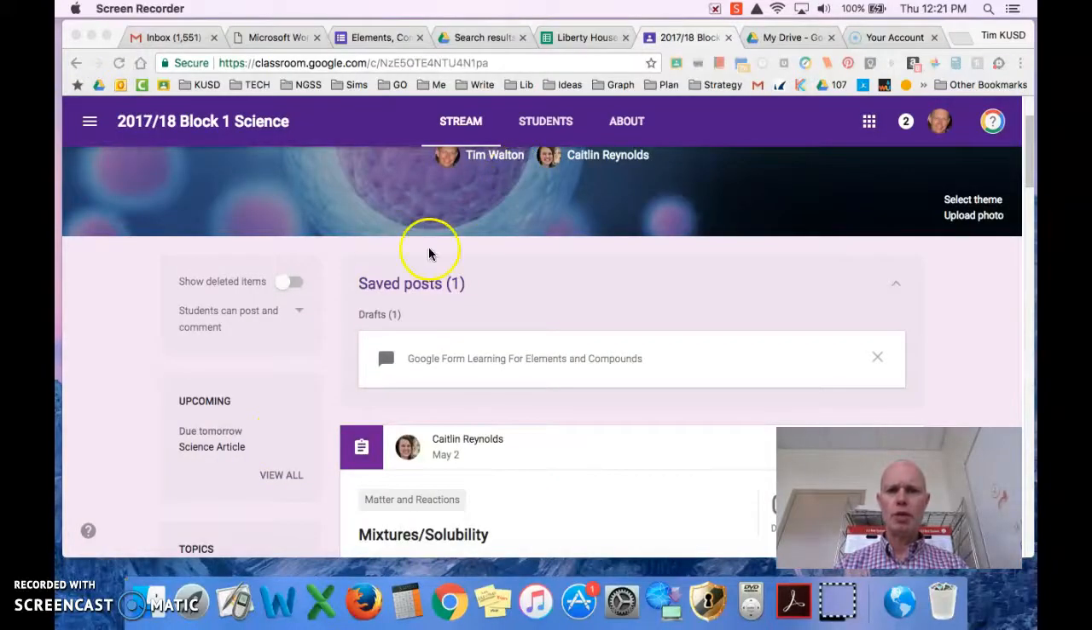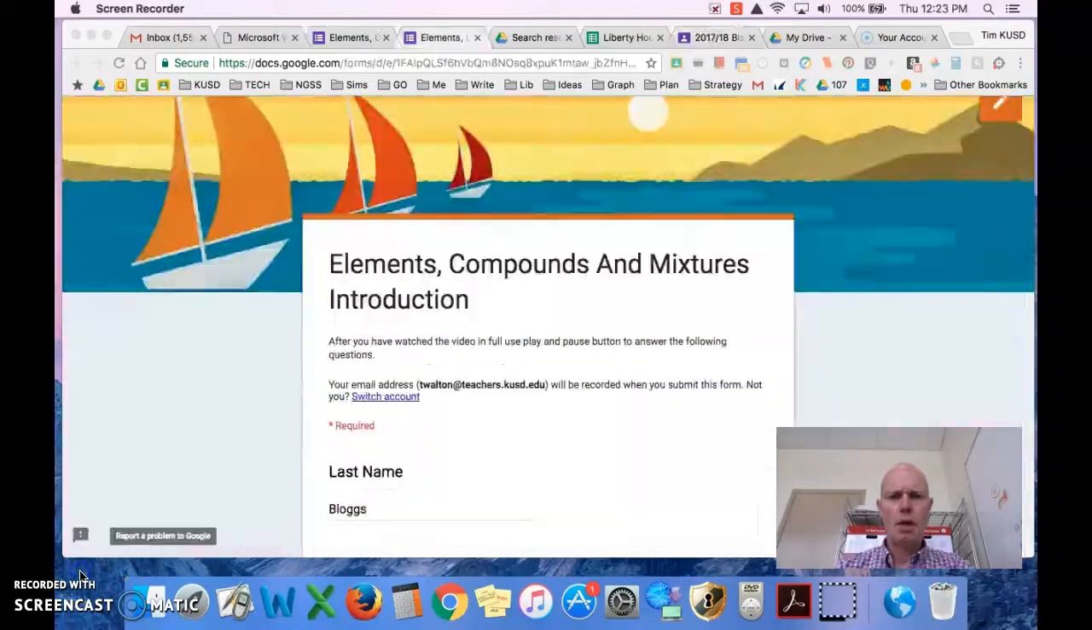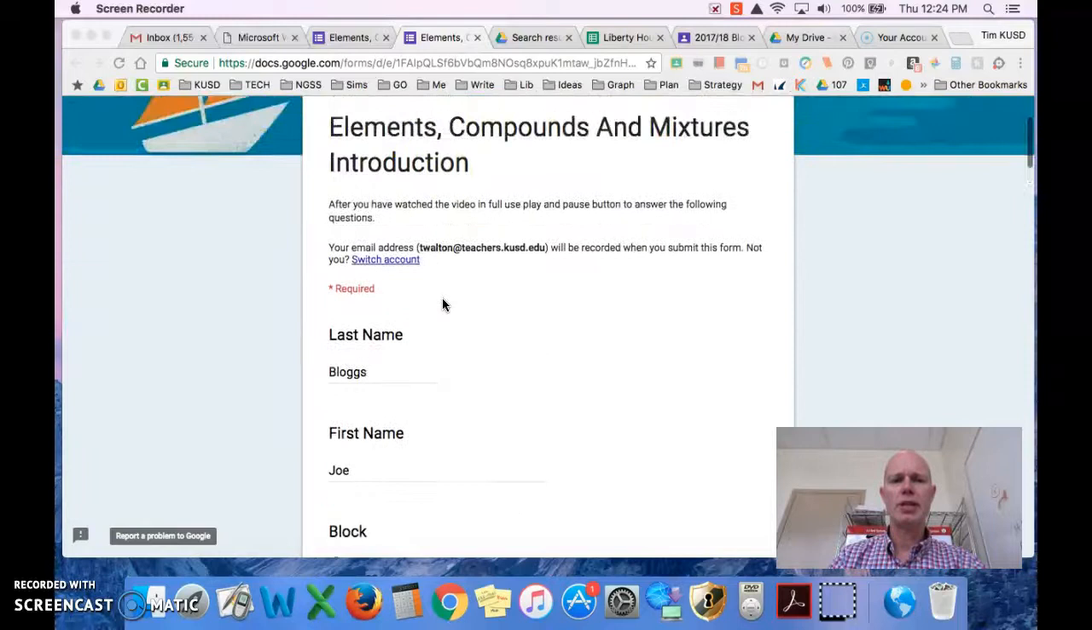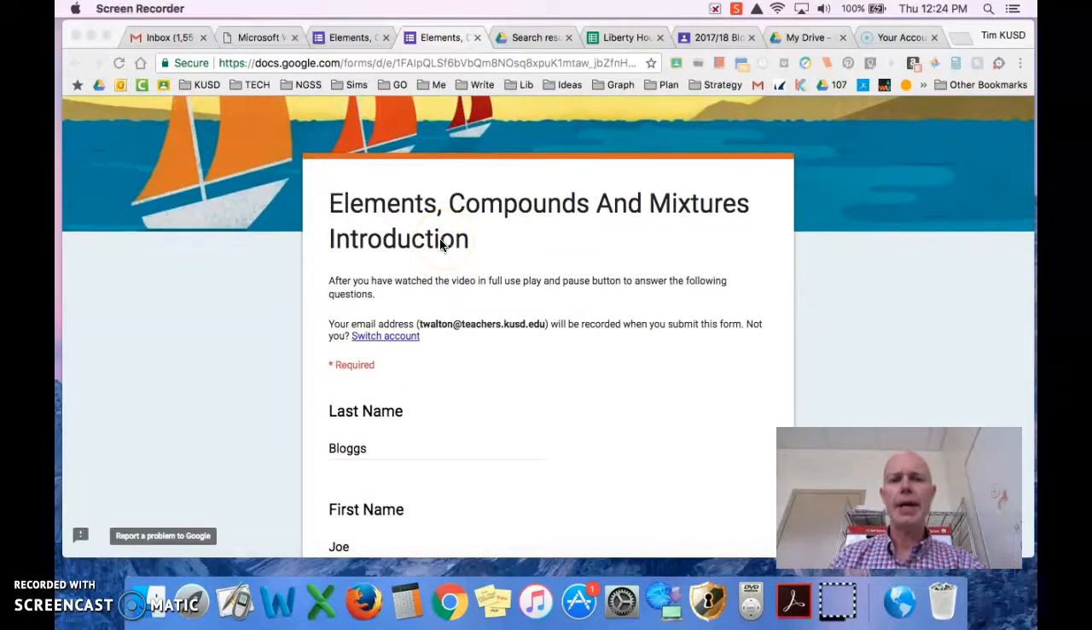Go to this page in Google Classroom, and click on where it says Google Form Learning for Elements and Compounds. This work is for everybody, whether you have been to Gateway or are not going to Gateway. This activity will culminate in you writing a well-organized passage explaining the differences between elements and compounds and their similarities. You will be given some time to complete the entire thing, so your deadline will be Friday, May 11th.